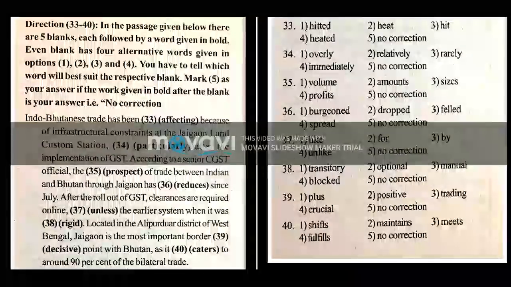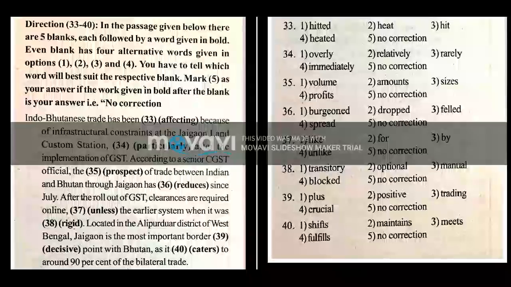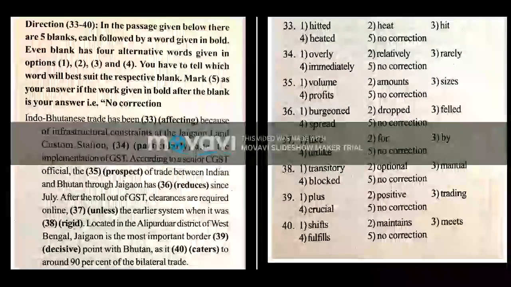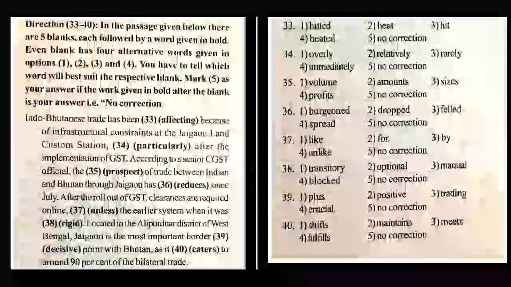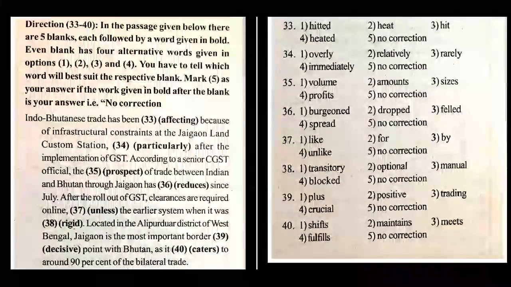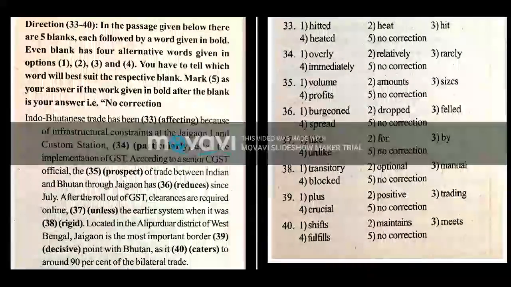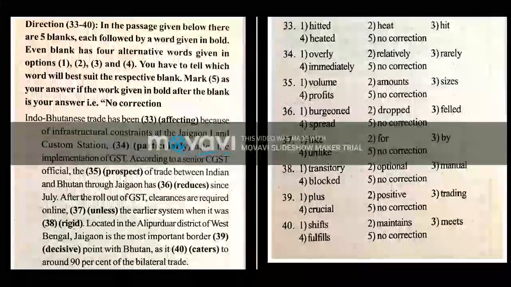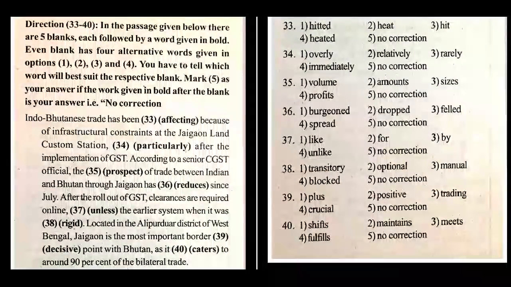That means here we need a word which means that it was not required earlier, but now it is. And in English if you see, unlike gives us the clue. Unlike means not like, unless means if not. So we can read like this, not like the earlier system. Now clearances are required, and in place of not like you place unlike.